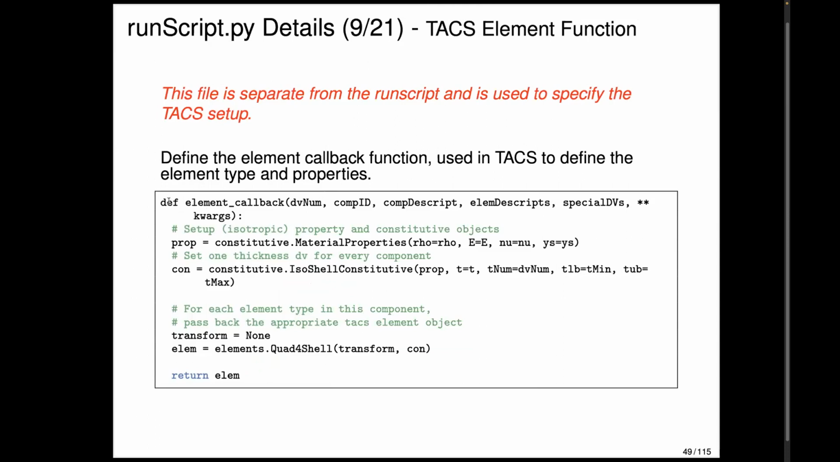In the first function, the element callback function, we define what our elements look like. This is a function that we need to provide to TACS, which has roughly this structure. So you need to maintain this for any aerostructural case you do. Inside of it, we define the material properties using the properties we defined before. We define that it's a shell element here, and then we add it as an element. So we return that as an element to the structural solver.